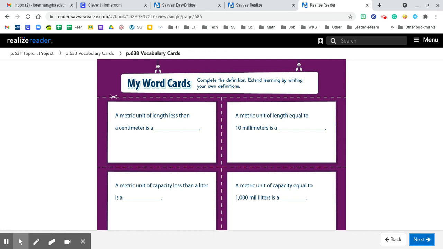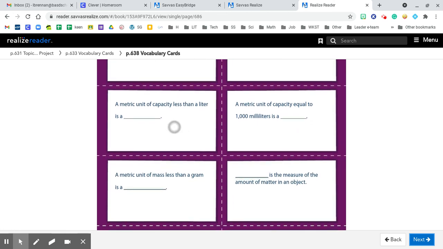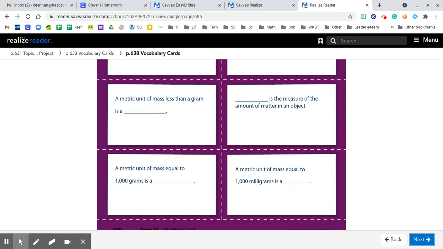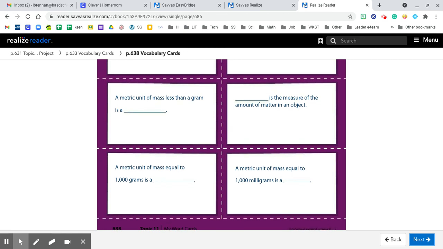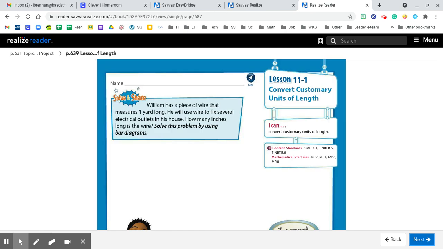A metric unit of length equal to 10 millimeters is a centimeter. Metric unit of capacity less than 1 liter is a milliliter. 1,000 milliliters is a liter. Metric unit of mass less than a gram is a milligram. What are we doing here? Mass is the measure of the amount of matter in an object. A metric unit of mass equal to 1,000 grams is a kilogram. Metric unit of mass equal to 1,000 milligrams is a gram. So we are going to need to be reviewing all those vocabulary words and keep those cards handy.